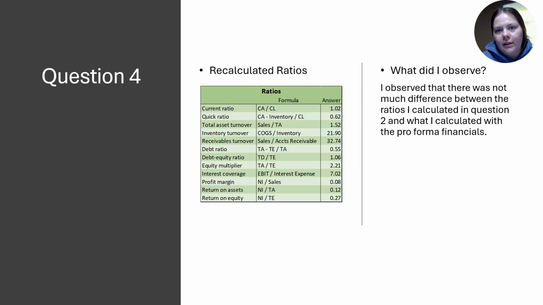Then I recalculated all the ratios with the pro forma balance sheet and income statement, and I observed that there isn't really much difference between the ratios I calculated in question 2, since it is growing at a sustainable growth rate, so the ratios shouldn't really change anyway.